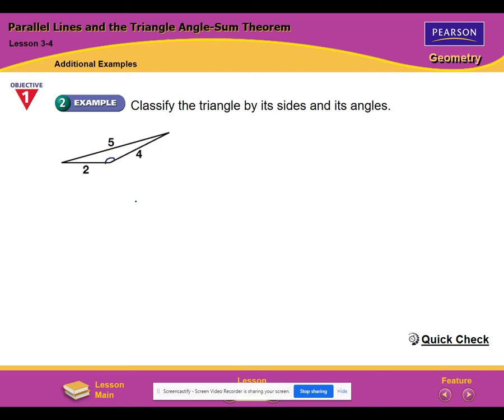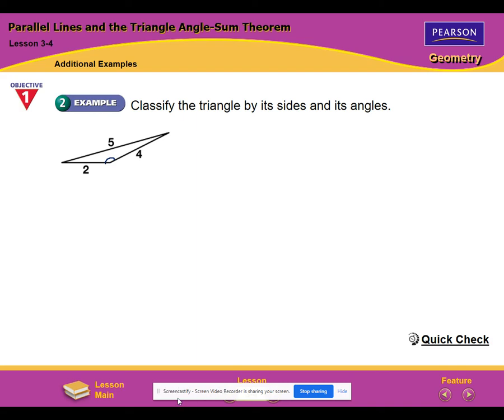Obviously, it can't have more than one obtuse angle. But it's also scalene because all the sides are of different measure, right? So obtuse, scalene. If it had no obtuse angles and they were all acute, then it would be an acute triangle.